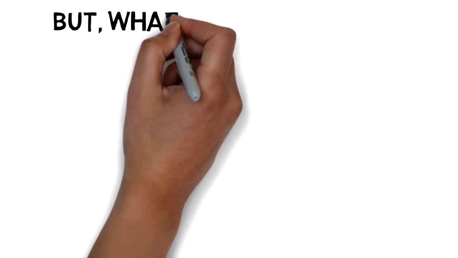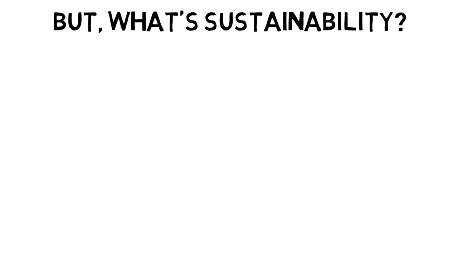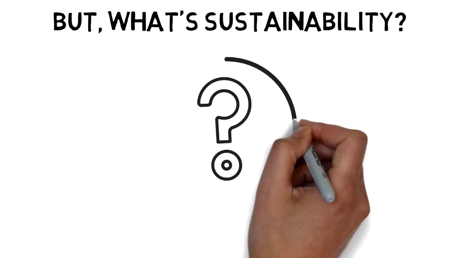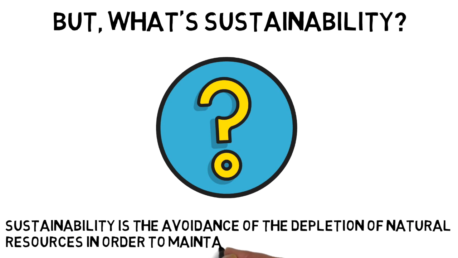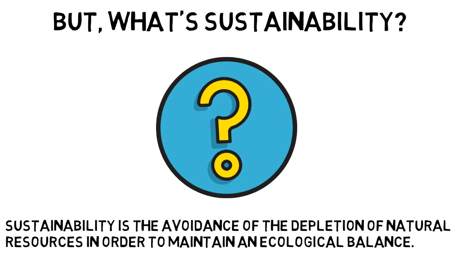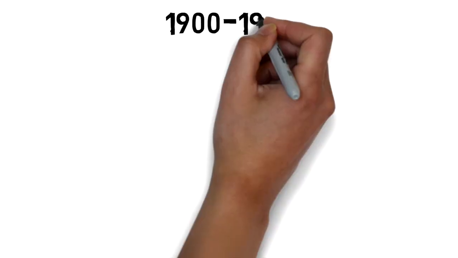Wait, but what is sustainability? Well, sustainability is the avoidance of the depletion of natural resources in order to maintain an ecological balance. Sustainability has been practiced since the time of ancient civilizations such as Harappa and Egypt.